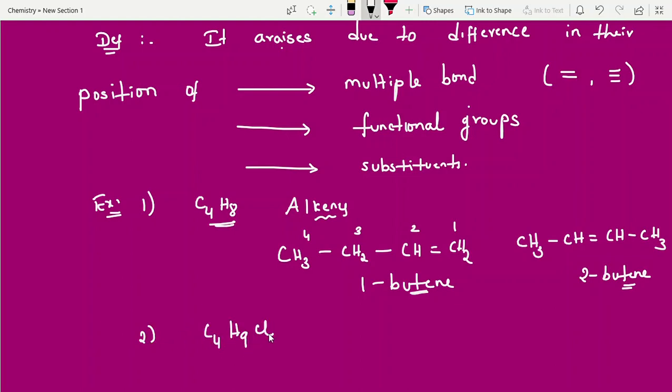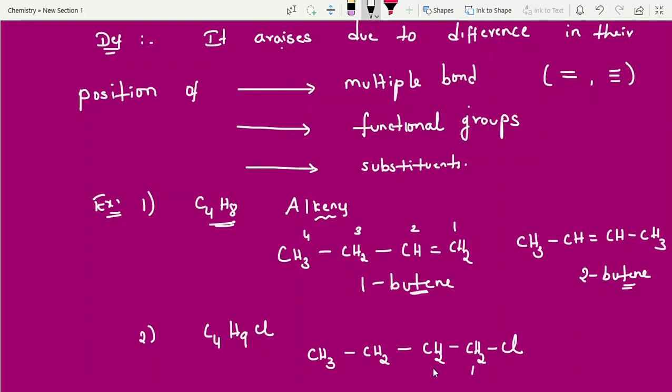C4H9Cl. Can you tell what the compound's structural formula is? CH3 CH2 CH2 CH2 Cl. Is it 1-chlorobutane? Yes or no? Where is the substituent? This is chlorine, it is not carbon. Don't take numbering from here. Some of the students are taking it like that. It's wrong. We have to take numbering here.